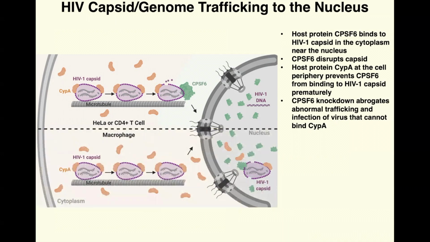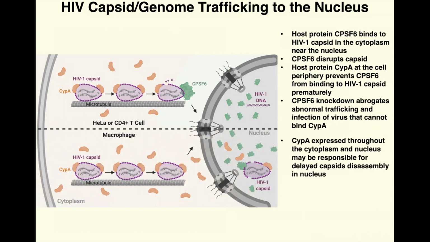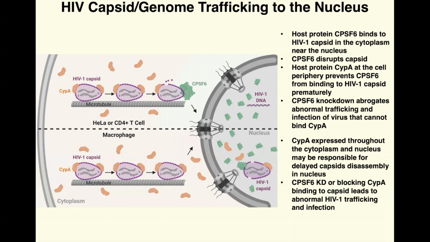However, in macrophages, cyclophilin A is more abundant than in HeLa and CD4 positive T cells and is expressed throughout the cytoplasm and the nucleus. This suggests that cyclophilin A is protecting the capsid from premature CPSF6 binding and may explain recent findings that capsid appears to be more intact in the nucleus of macrophages. Preventing CPSF6 or cyclophilin A binding to HIV capsid in macrophages leads to abnormal trafficking and infection.